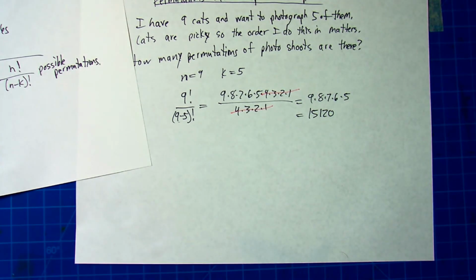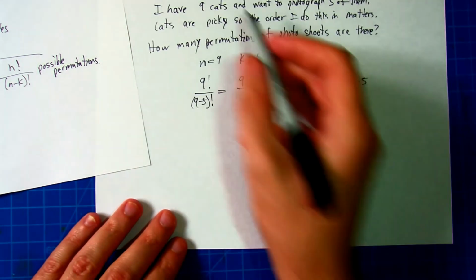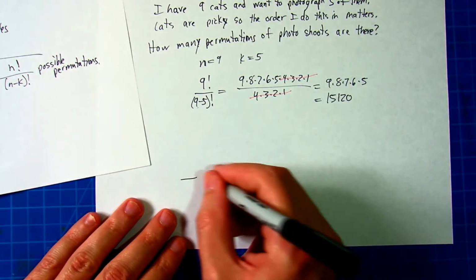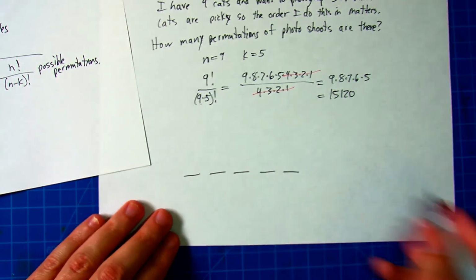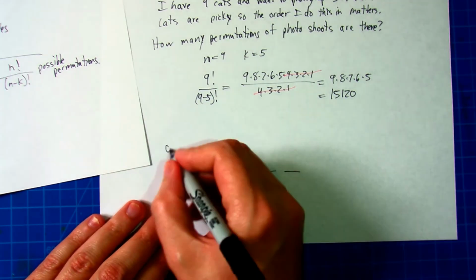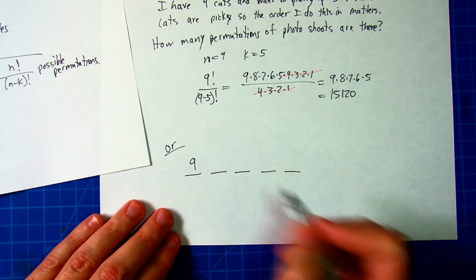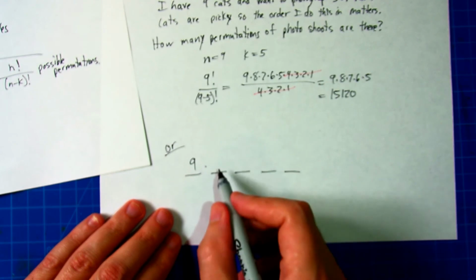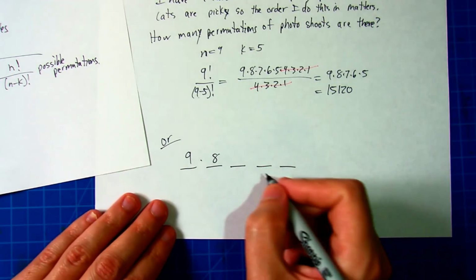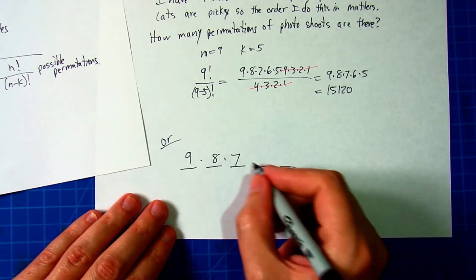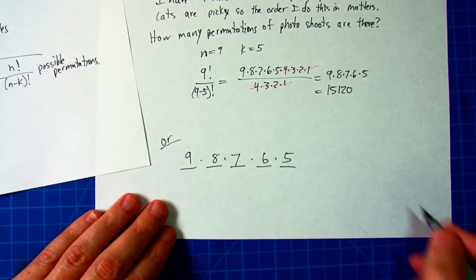Isn't that exciting? You don't have to use the formula here. You could just say you have 9 cats, you want to photograph 5 of them. So how many choices are for the first cat? Well, for the first cat, you have 9 cats you could pick from. For the second one, you have 8 left because you already took a photo of one of them, and then similarly 7 for the next one, 6 for the one after that, 5 for the one after that.